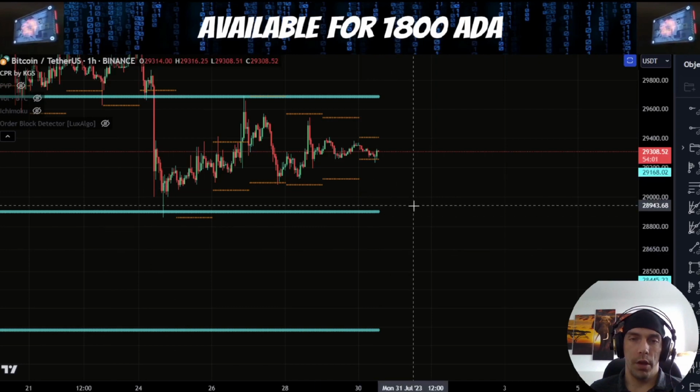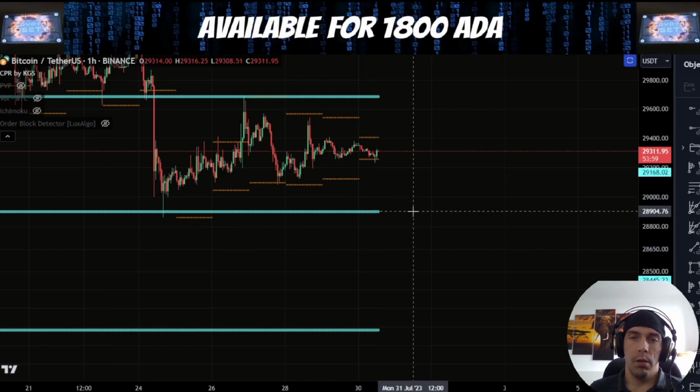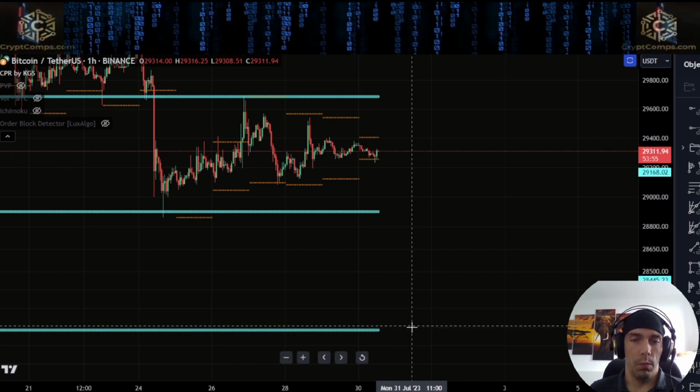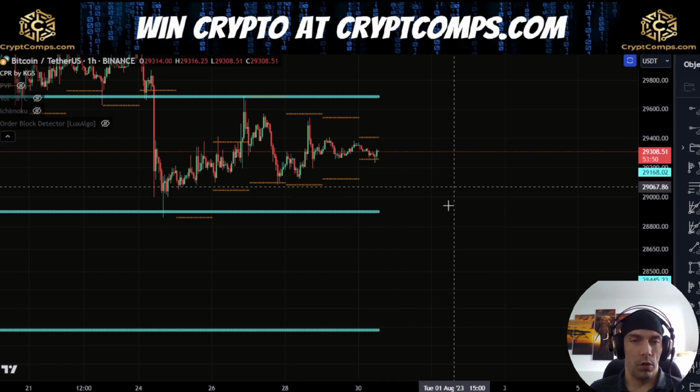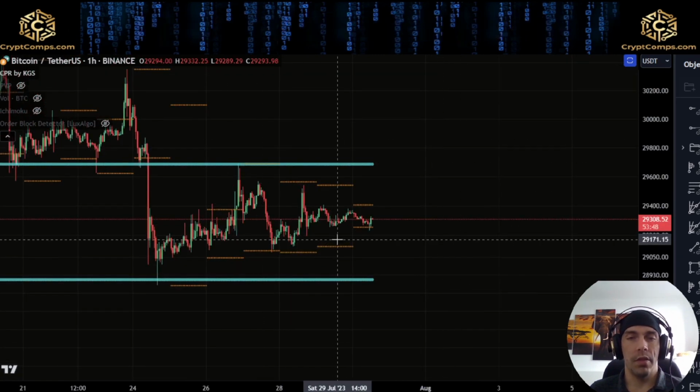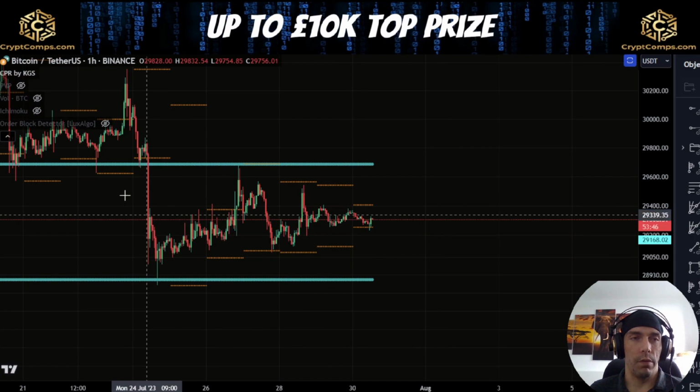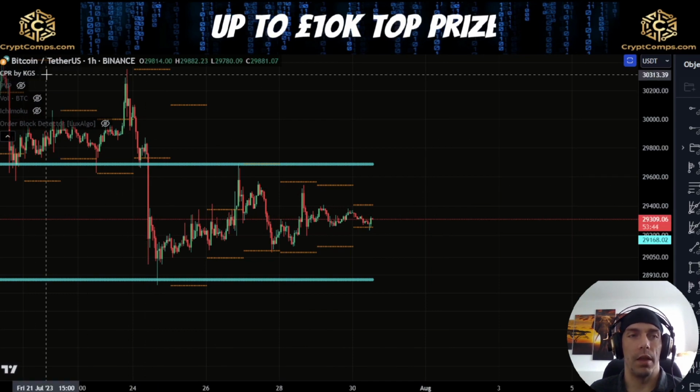Alternatively, if we do look to break down below this low here, we could look to either find support here at this 28,904 or start to move down towards this 28,106 level as a possible target for this month. Once again, the month is almost over, so these lines will not be valid for that much longer, so we need to just bear that in mind.